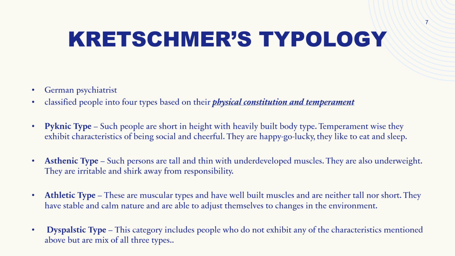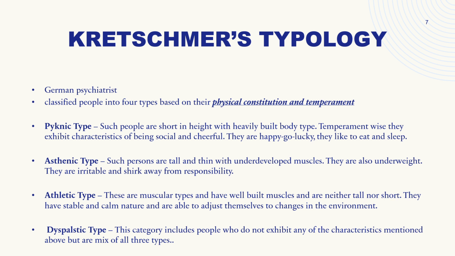Now coming to asthenic type, those people are tall and thin. They are not so muscular. They have underdeveloped muscles. They are also underweight. They are irritable and they shirk away from responsibility. These are the characteristics given by Kretschmer.